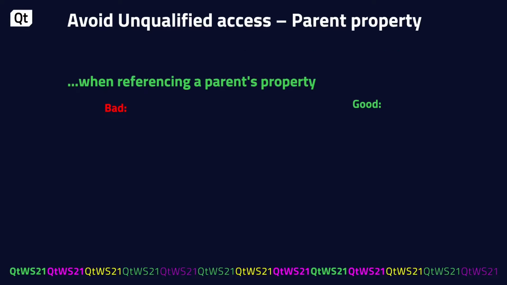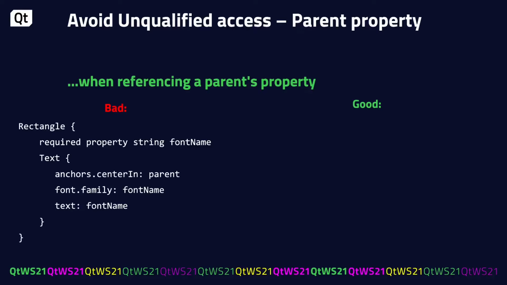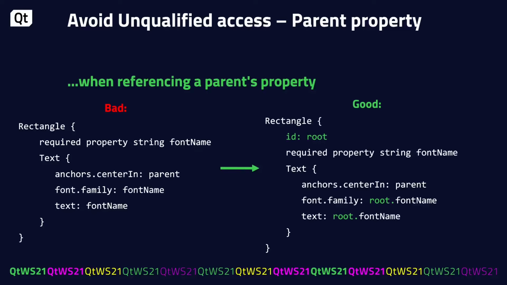So let's see that first example to make it a bit clearer what we're actually talking about here. Here we have an example component where we have a rectangle component at the root and then a text component which references a property of that rectangle, namely font name, both as the font family of the text and as the text. So this is something that you would probably have like in a font picker or something like that. Now, if you want to do this without unqualified access, you'd ideally give your rectangle an ID, root here because it's the root component of this document, and you also prefix your font name access with root dot to make clear where it's referenced from.